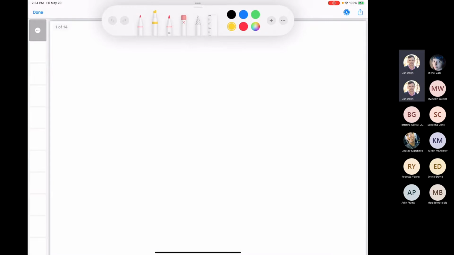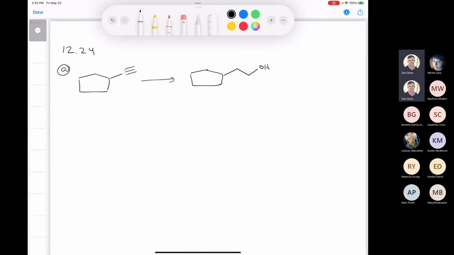Okay, so I'm going to work it here just to make sure I have enough room. We are going to begin with 12.24A. So we've got a terminal alkyne here, 1, 2, 3, and we want to take this and make a primary alcohol. Well, the good news is we only know one way to make a primary alcohol without changing the number of carbons here.